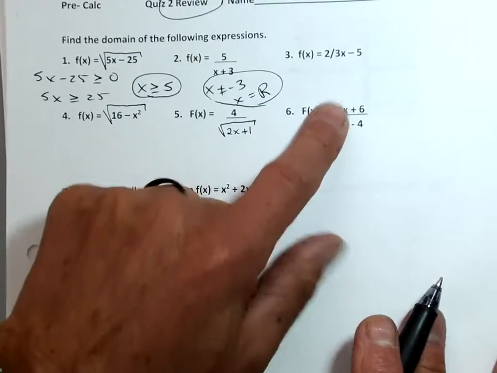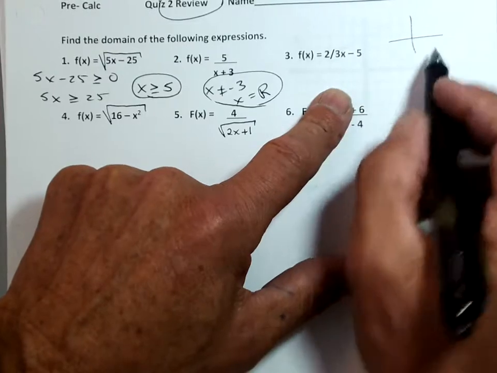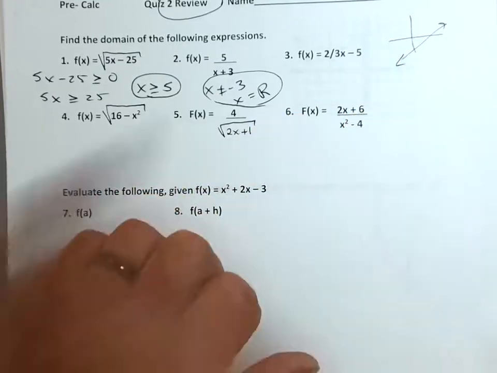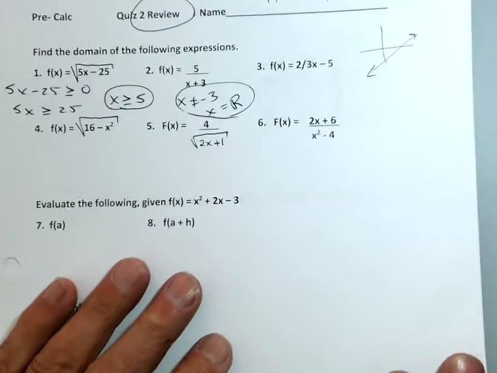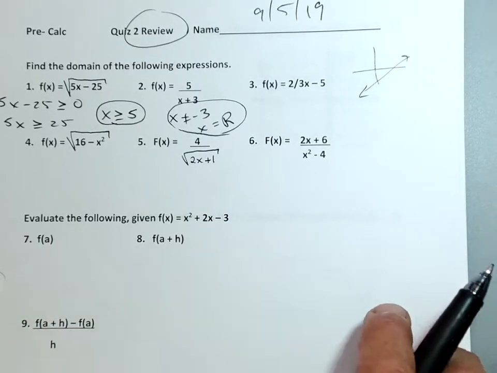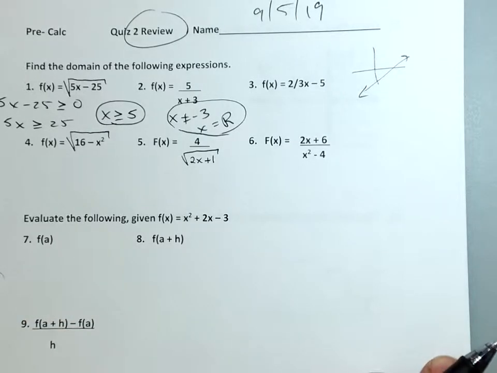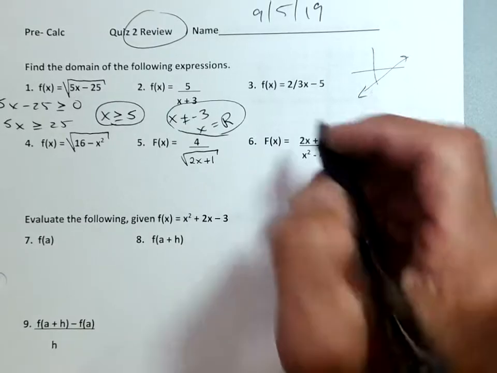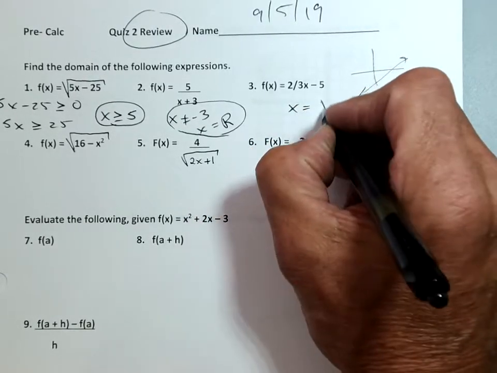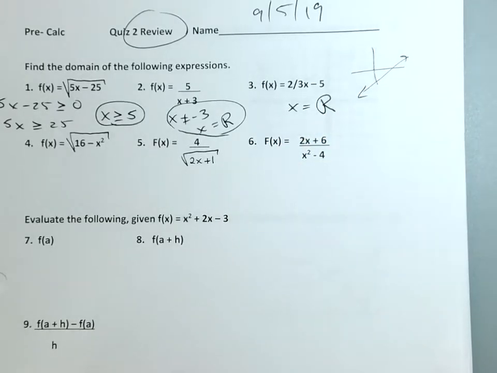Number 3, hopefully super easy. We know it's a straight line. It looks something like this. So it's not a trick question. It's just all real numbers. You guys agree? You can plug in anything. So the domain is simply x is equal to all real numbers.